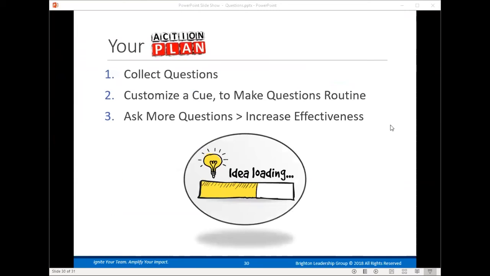And then last but not least, how do you pull all the information in this webinar together? Our recommended action plan for each of you on the call: collect questions. Start today, all the wonderful questions, we'll be sharing more with you. Then customize a queue just for you so that you can increase the number of questions you're asking, and ask them more often, so your question-to-telling ratio gets better. And by asking more questions, you increase your effectiveness in life, in leadership, and every other way.